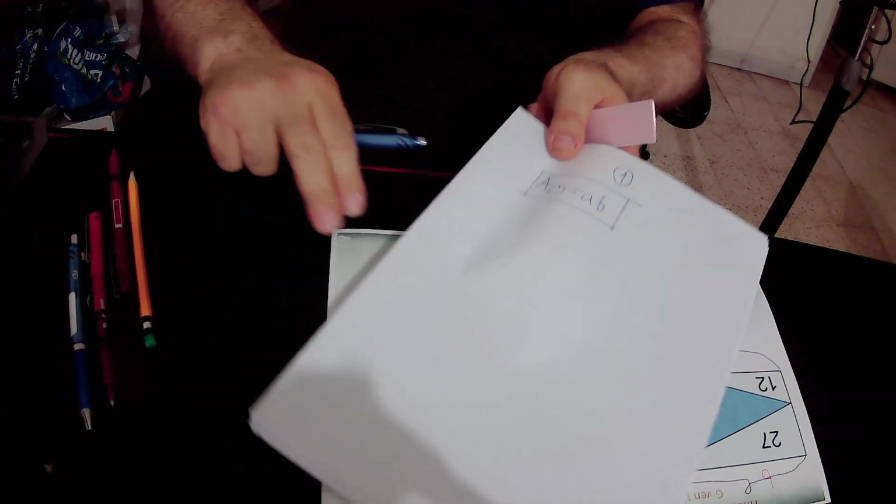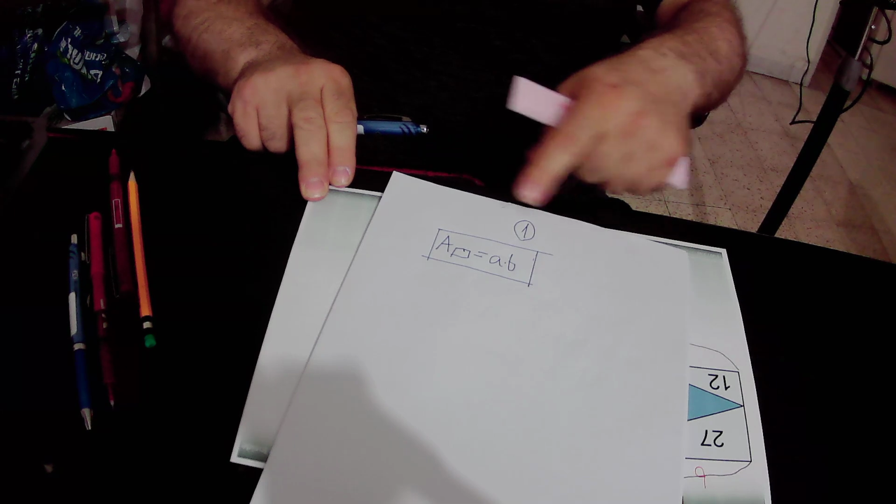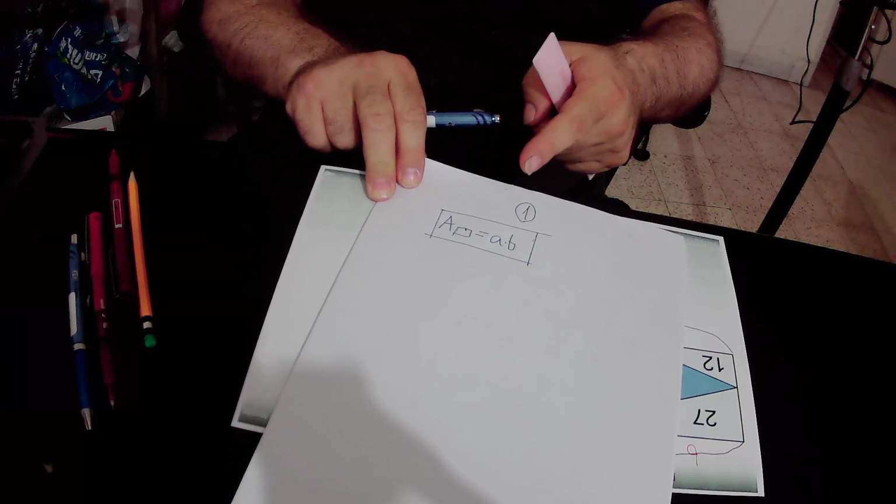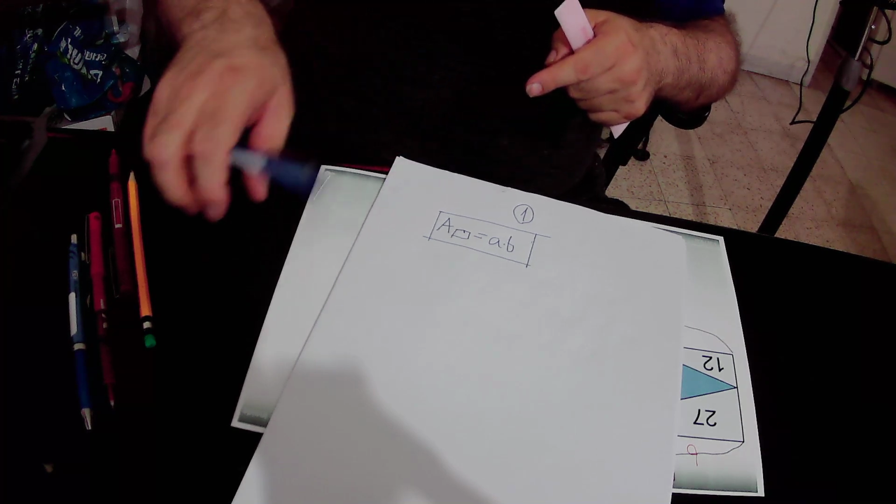Okay, the area of the rectangle equals A times B. The width times the length of this rectangle.